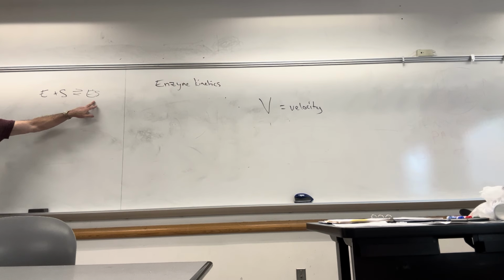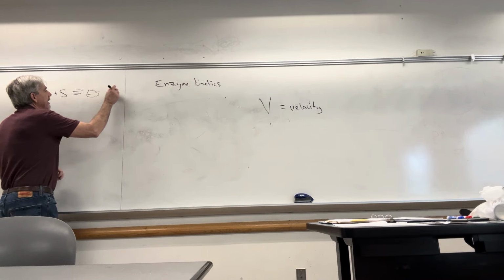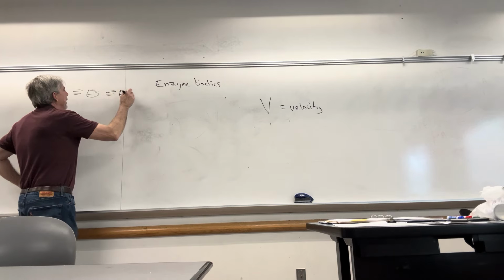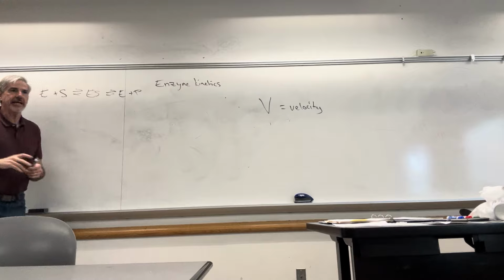When the enzyme substrate complex forms, one of two things can happen. The enzyme could let go of it without doing anything, so the enzyme substrate complex could just go back to enzyme and substrate. That's why I drew the reverse arrow. Or it can turn into product, and then we're left with enzyme and product.